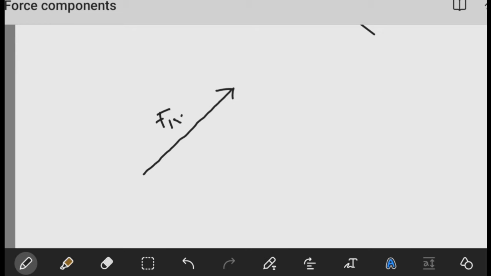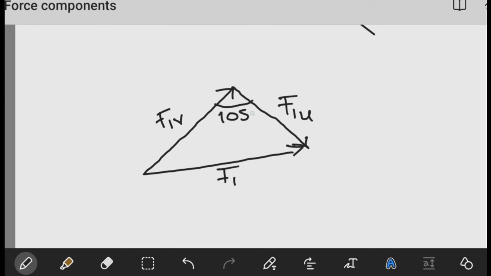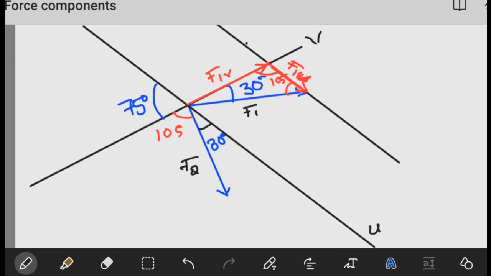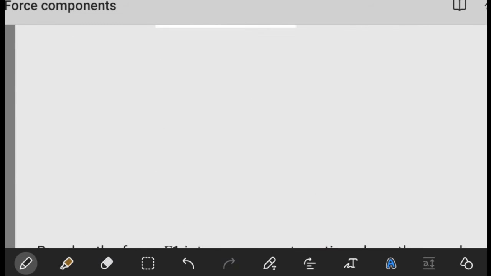This is F1 in the V axis. Then this side, we have F1 itself, and here we have F1 in the U axis. The angle here, we saw that this is 105 degrees. This is 30. This was given in the question as 30 degrees. And I'm sure you were able to guess that the angle here is going to be 45 degrees. Okay, just make sure. Yeah, that's everything. The force F1 in the question is given as 4 kilonewtons.